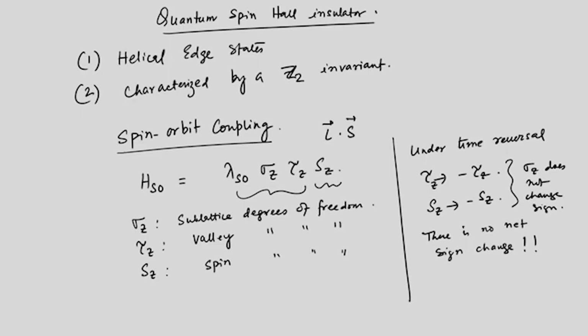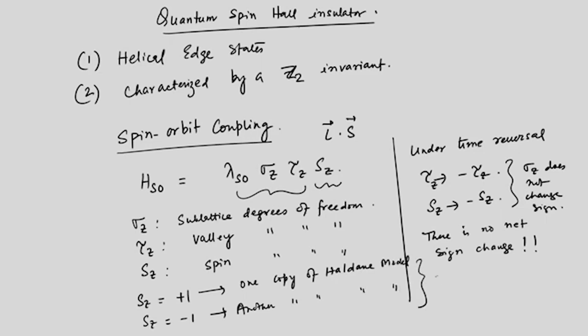Okay. So, if you take s z equal to plus 1 and s z equal to minus 1 separately, this is one copy of the Haldane model, and this belongs to another copy of the Haldane model, such that the Chern number or the Hall conductivity will be plus e square by h and minus e square by h, that is equal to 0.